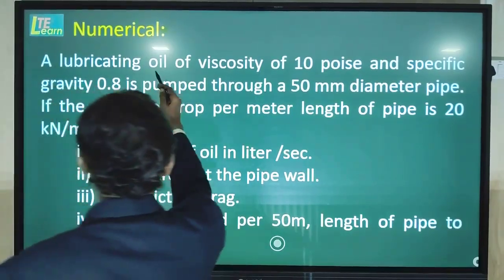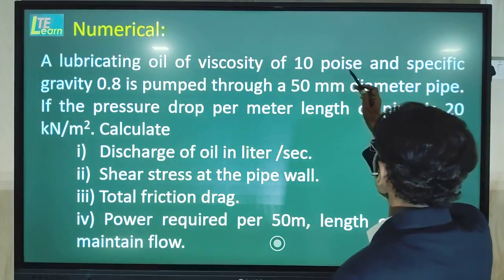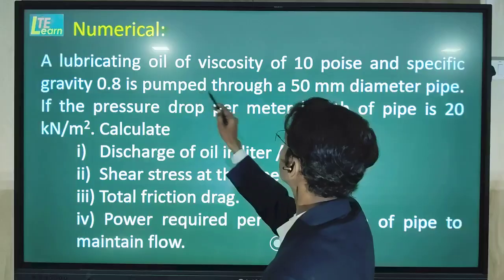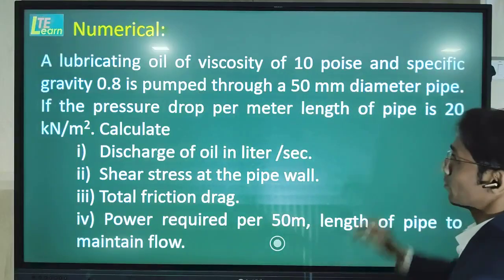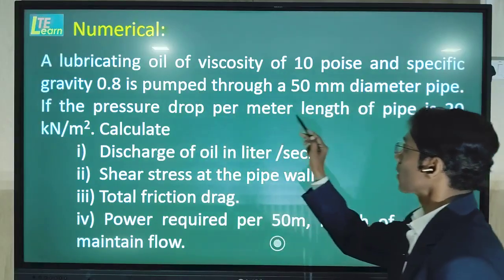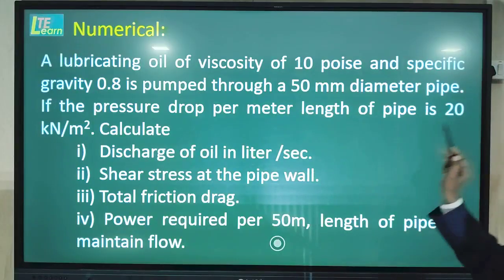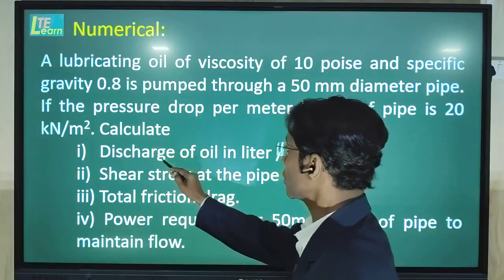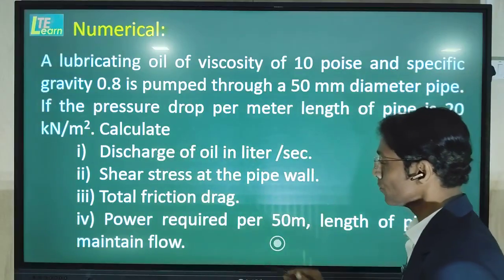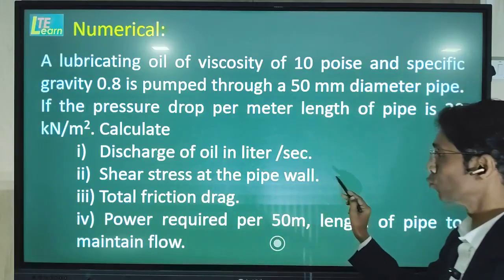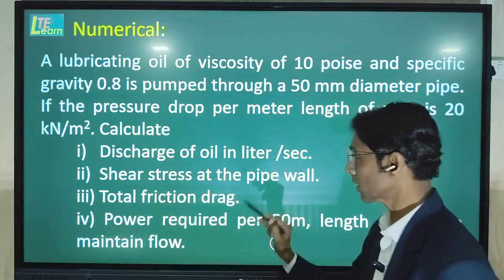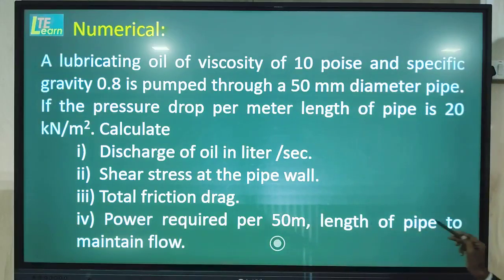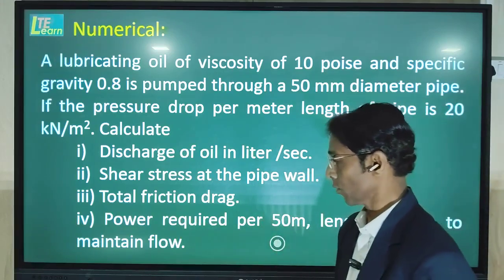A lubricating oil of viscosity of 10 poise and specific gravity 0.8 is pumped through a 50 mm diameter pipe. If the pressure drop per meter length of pipe is 20 kN per meter square, calculate discharge of oil in liter per second, shear stress at the pipe wall, total friction drag and power required per 50 meter length of pipe to maintain flow.